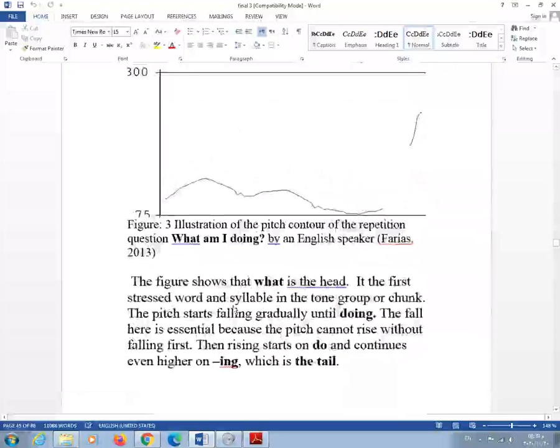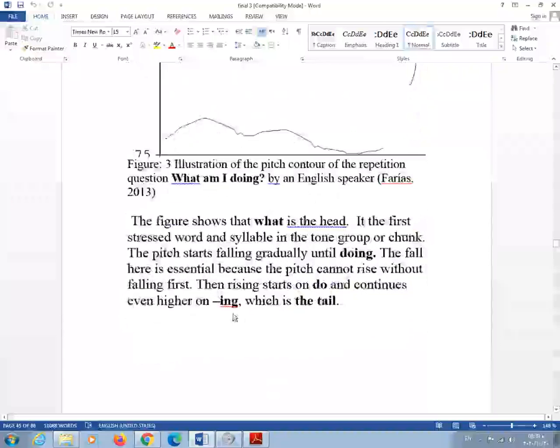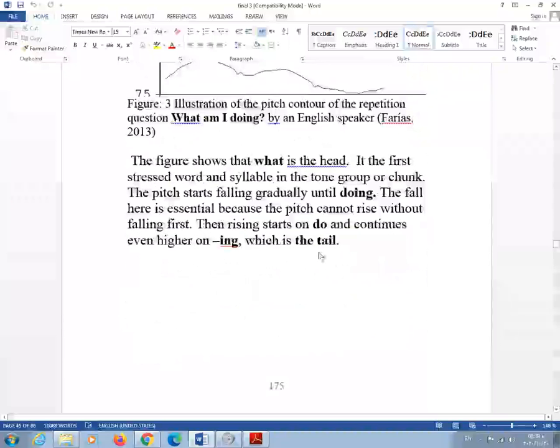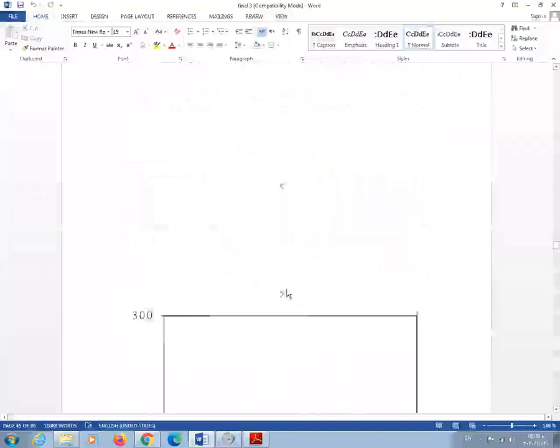And the first word and syllable in the tone group or chunk, and this pitch starts falling gradually until doing. What am I doing? Okay, until doing, and then we start rising. We start with do and rise on it, and kept rising in the tail.